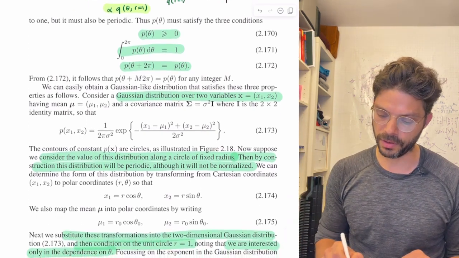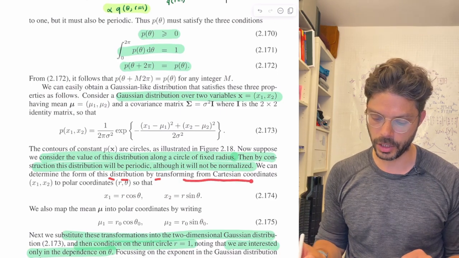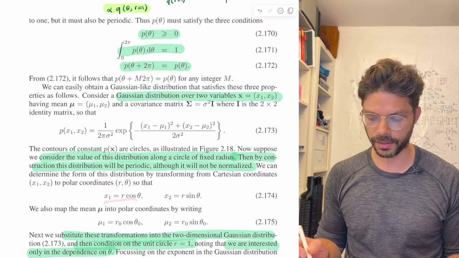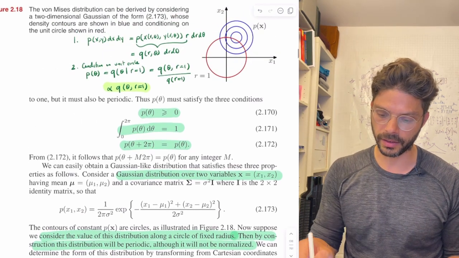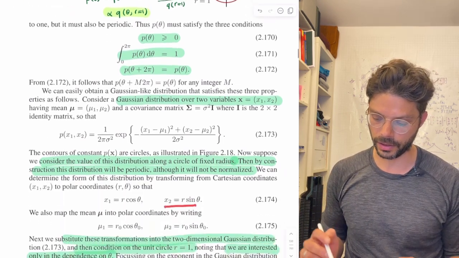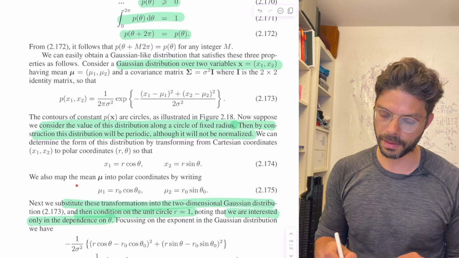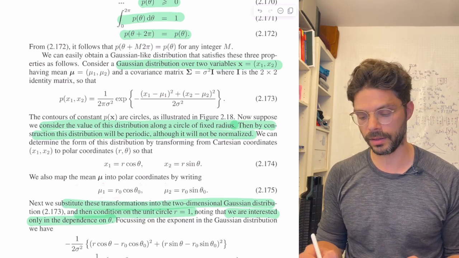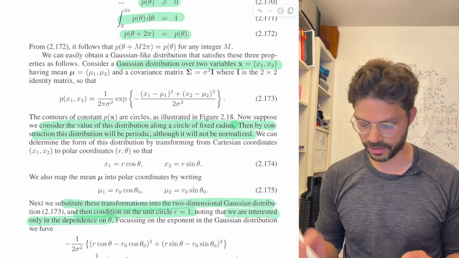So we can determine the form of this distribution by transforming from Cartesian coordinates to polar coordinates, so that x1 is r cosine theta, x2 is r sine theta. So that's our guys there. We can also map the mean into polar coordinates by writing mu1 is r naught cosine theta naught, and mu2 is r naught sine theta naught.